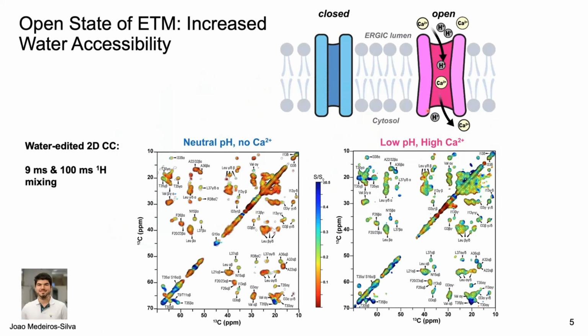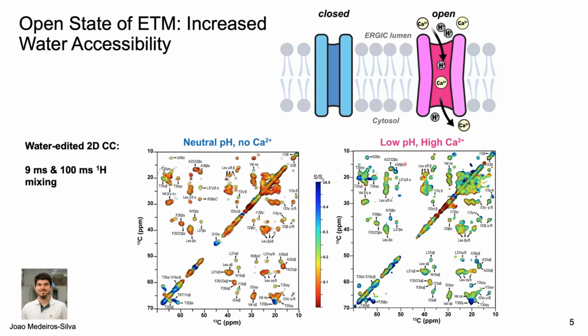And since then, Joao Medeiros Silva in my group has conducted a very detailed study of the high resolution structure of the open state. So how do we create an open state? What we did was to prepare the proteoliposome sample in a low pH with about 30 millimolar calcium. And this choice of acidic pH and calcium is to mimic the situation of the ERGIC lumen. ERGIC lumen is mildly acidic and is rich in calcium.